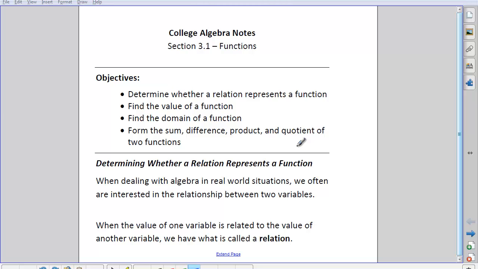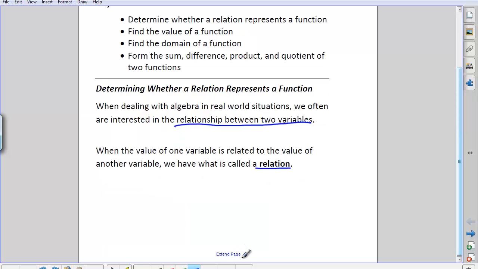So before we can talk about functions, we need to talk about what are called relations. Relations are pretty simple. When we're dealing with algebra in real-world situations, we often are interested in the relationship between two variables. When the value of one variable is related to the value of another variable, we have what's called a relation.